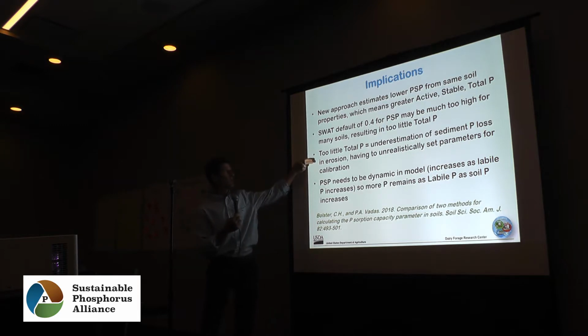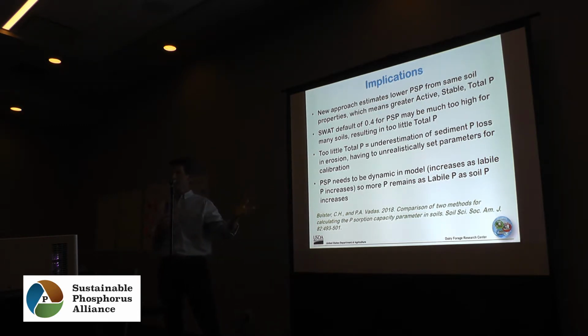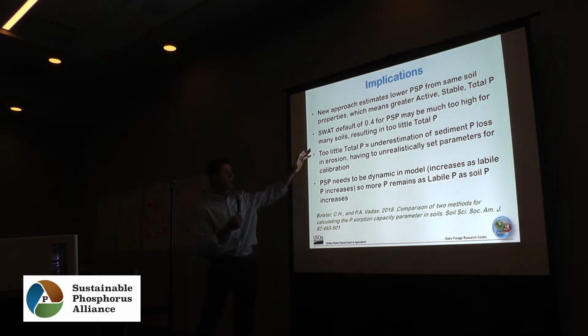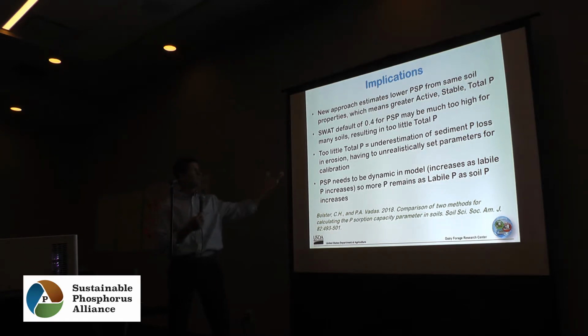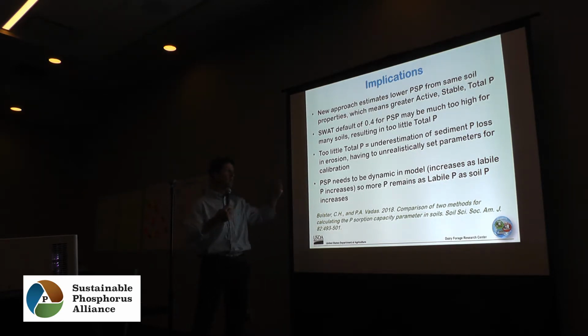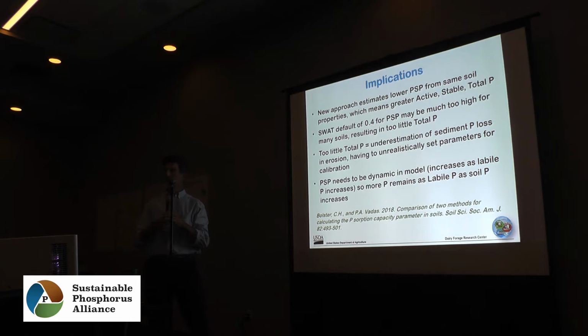If you have too little total P, then you may start to underestimate what you see. There's too little total P in the soil, so when you get erosion, there's too little phosphorus going with that eroded soil. So you might have to start setting parameters. Oh, I need to get my eroded phosphorus correct, so I need to start playing with my PSP or labile P or something. And so you start to adjust other things, and maybe you're getting the right answer for the wrong reasons.